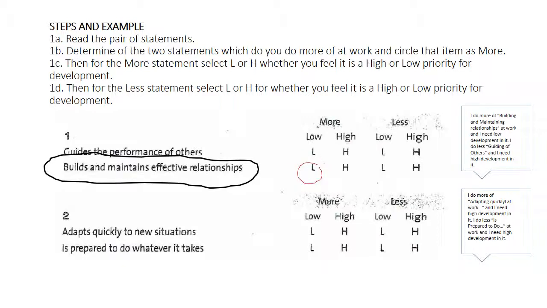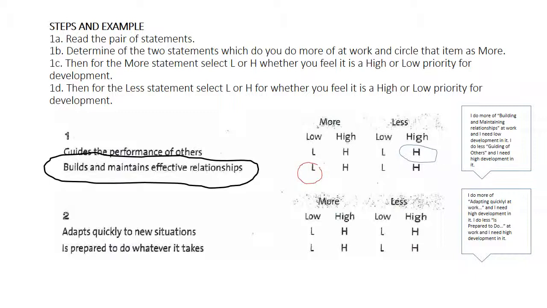In this case, you can see that I selected L under the more category. And in this particular case, for building and maintaining effective relationships, it's a low priority of development for me because I think I have a lot going, but of course I could probably always use a little bit more development. Now I return to the statement above, which was my lesser statement, guides the performance of others, and you can see here I selected that it is a high priority for me to do development in this area. Certainly I do some of that at work, but I feel that I need a lot more to do.